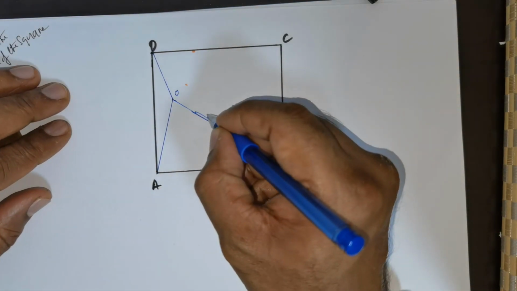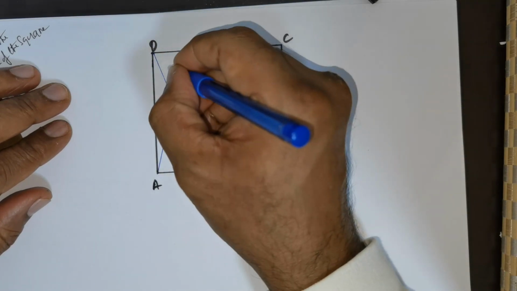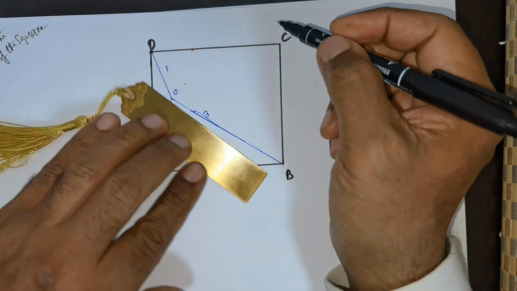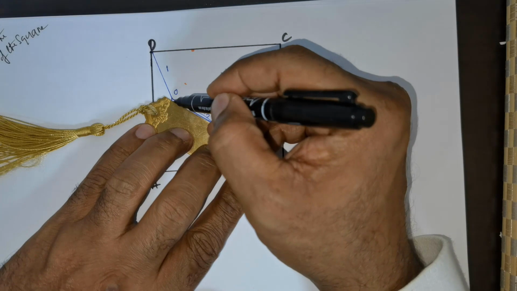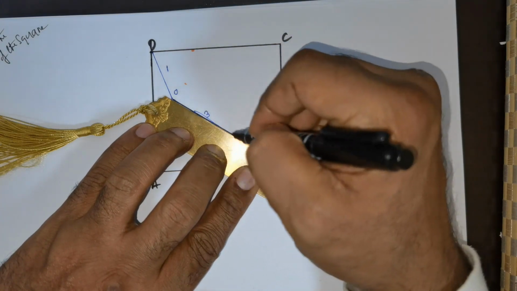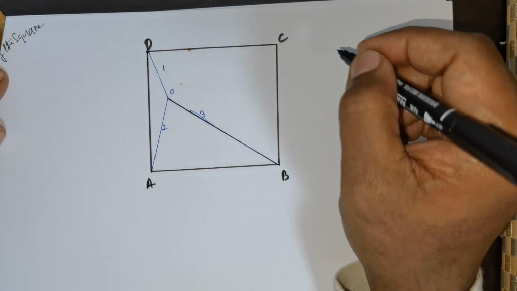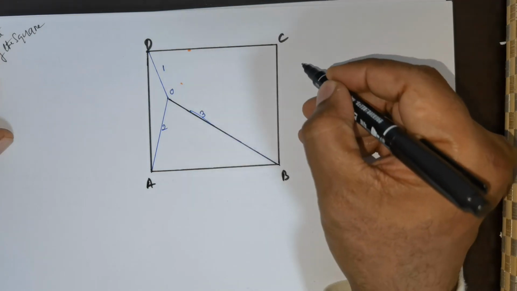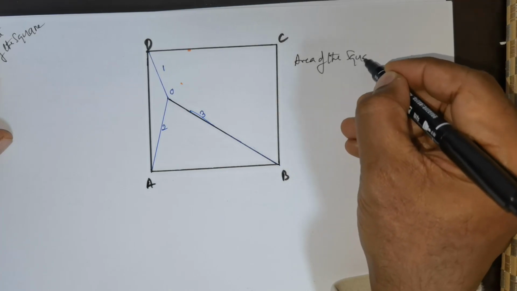Now this is given to be as 3 units, this is given to be as 2 units, this is given to be as 1 unit. So with that information, we are expected to find the area of the square.